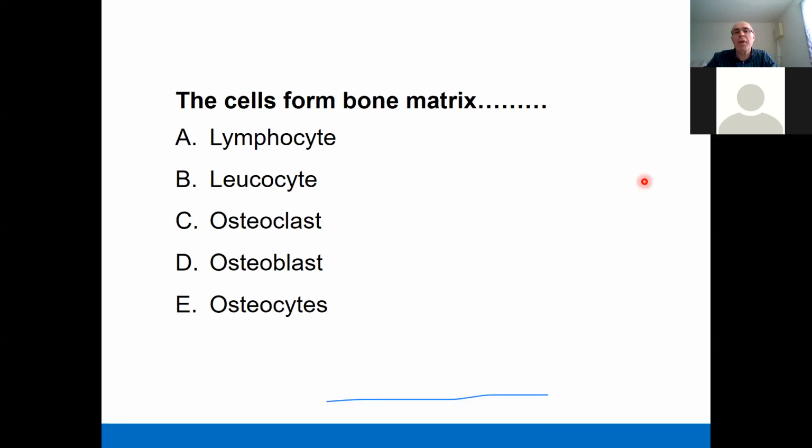Good. Okay. As you know, osteoblasts are the cells that form bone matrix. Osteoclasts are the bone cells that resorb the bone matrix. Osteocytes are the mature form of the osteoblast.